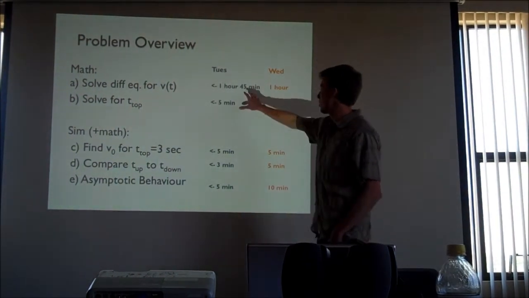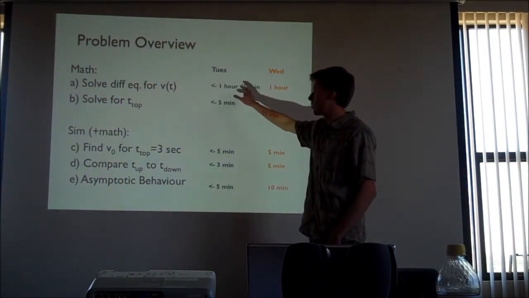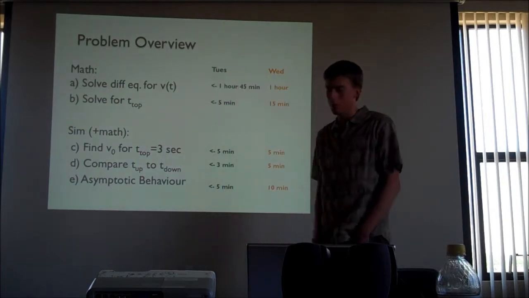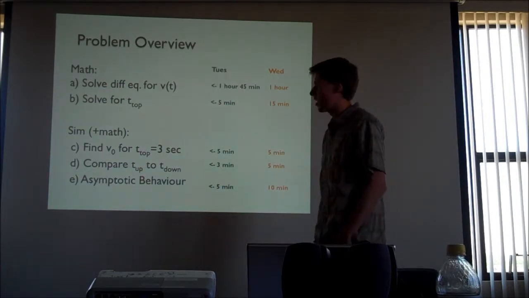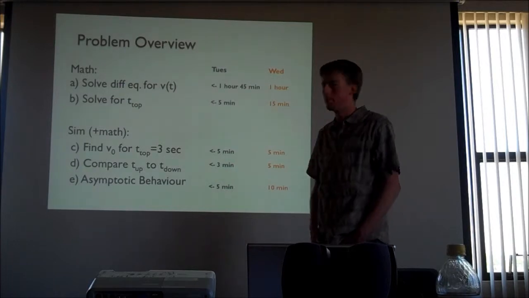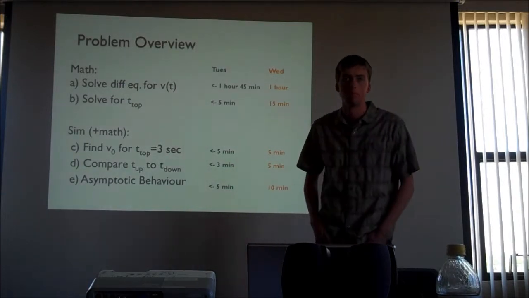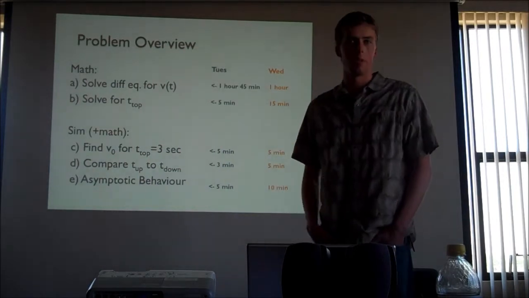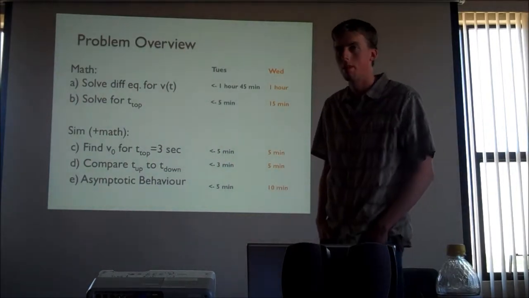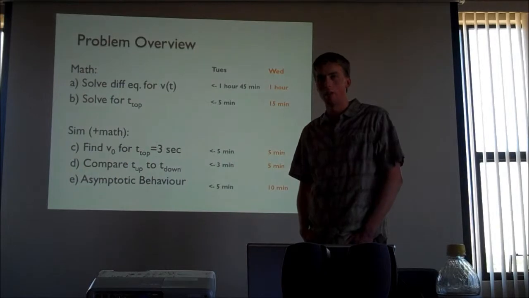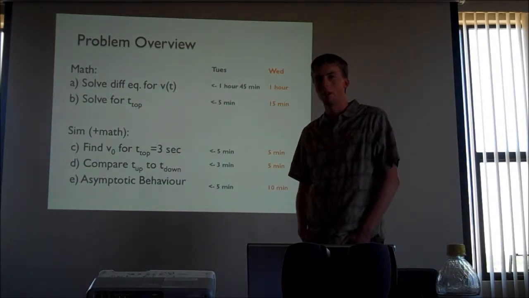So here's how the times broke out. On Tuesday, there were 2 students, and they spent 1 hour and 45 minutes on part A, solving the differential equation. Sorry, Danny, how were the students chosen? It's totally random, whoever wanted to show up. I see, this is just open. Volunteer. Yep, there are about 50 students in the class.